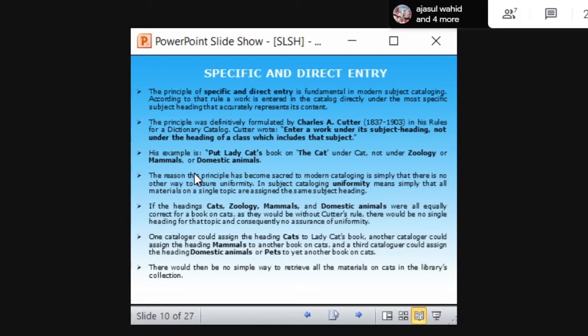So in terms of ophthalmology, the general class will be medicine. But generally it is talking about the eye, right? Ophthalmology is talking about the eye. Doctors who are treating the eye.